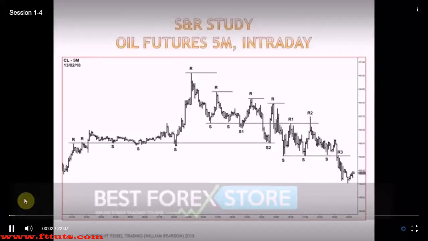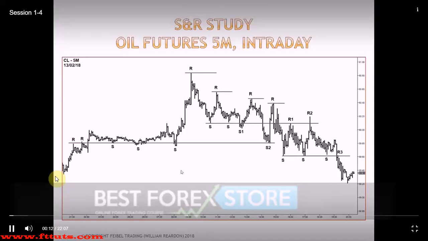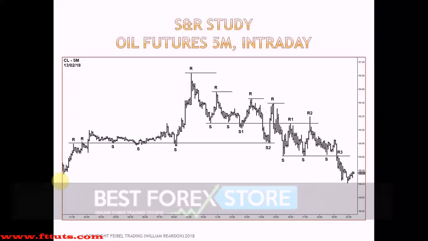Support and resistance study, oil futures. It's on a 5-minute time frame for intraday. So let's begin here. We drive up to here and we react. We push up and react.